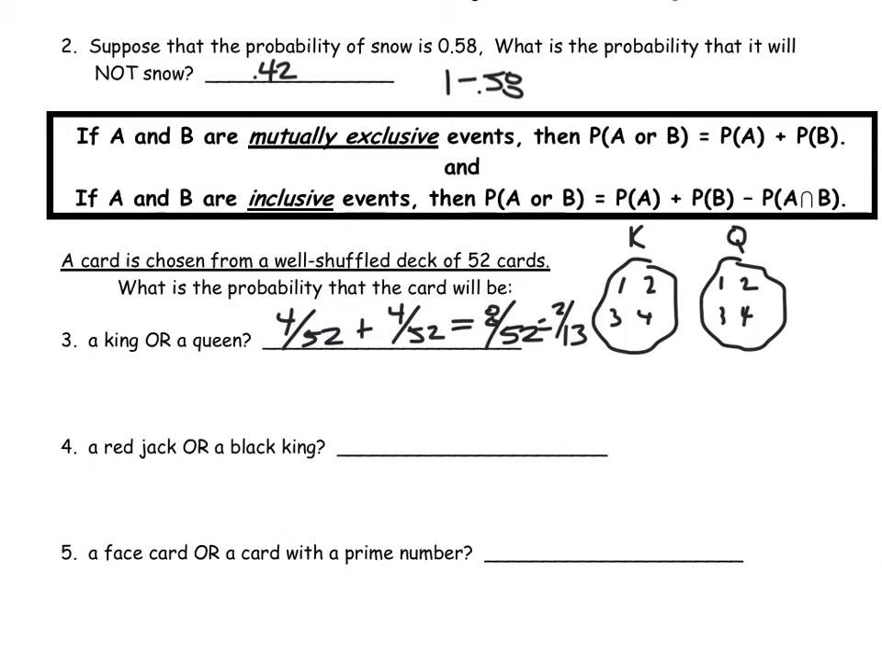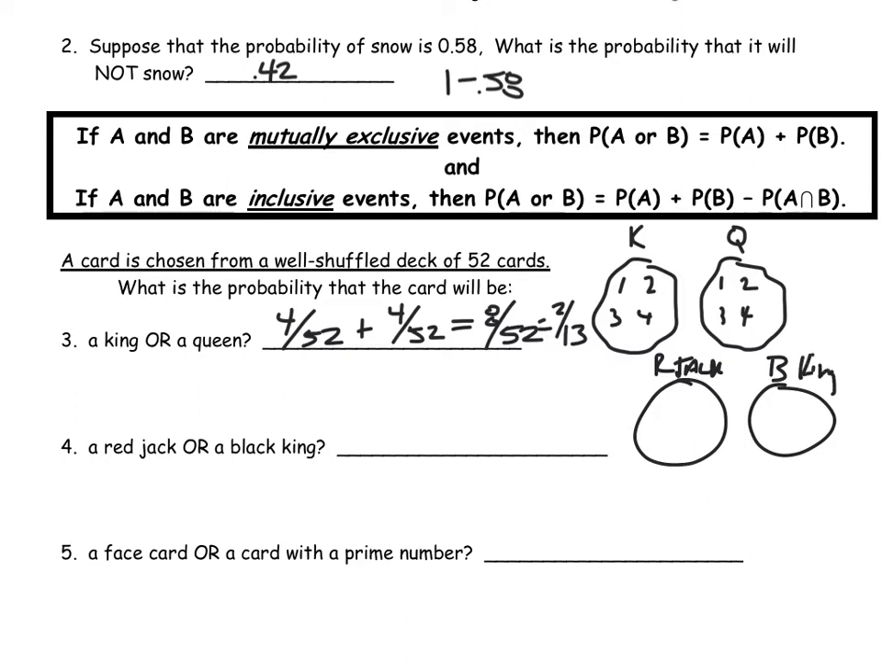Okay, the probability of being a red jack or a black king. Okay, so can you be a red jack and a black king at the same time? No, because one's red, one's black. They're totally separate things here. So I'm going to draw 2 circles again, like so. This is my red jacks. And this is my black queens, or kings, I mean.